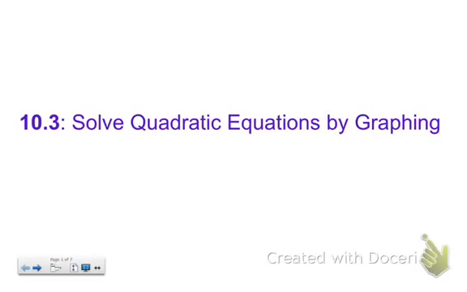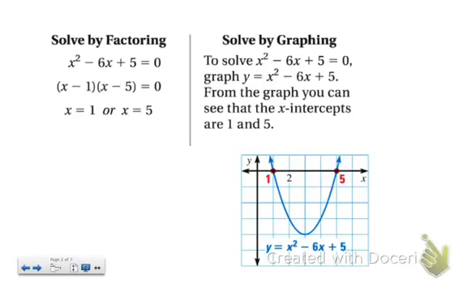This is section 10.3, solve quadratic equations by graphing. So far the only way we know to solve quadratics is by factoring. So we would be given something like x squared minus 6x plus 5 equals 0, and we would factor it into (x minus 1)(x minus 5), and then we would set each factor equal to 0 and solve, and we would get x equals 1 and x equals 5.